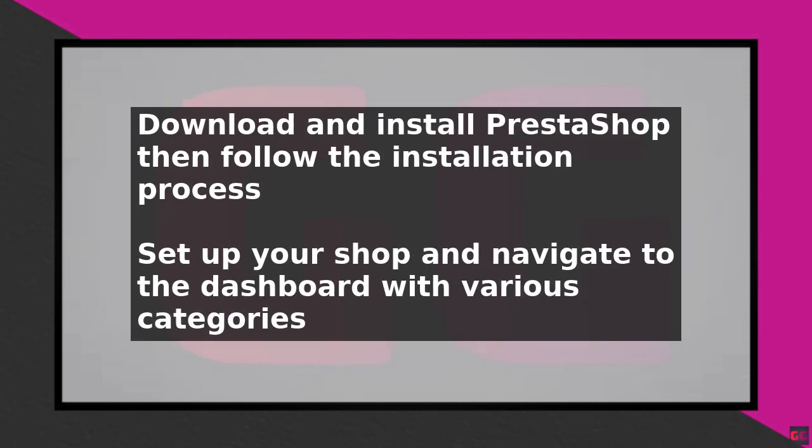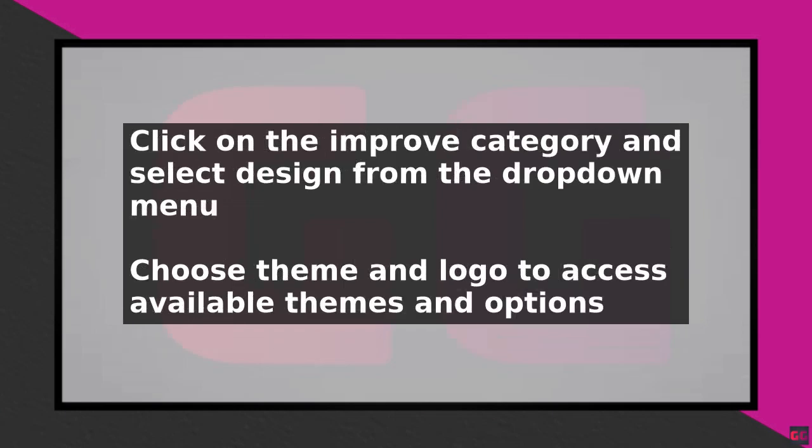This will take you to a page where you can choose to download either the free or paid version of Prestashop. Once you've downloaded and installed Prestashop, follow the installation process outlined on the Prestashop website. After setting up your shop, you will see a dashboard with various categories, including Sell, Improve, and Configure.